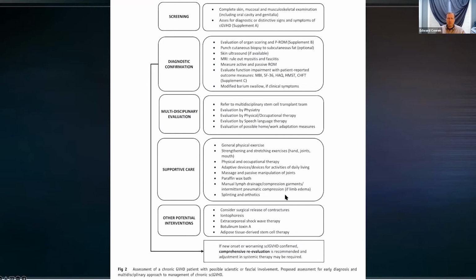And I want to just sort of focus here on the supportive care measures. These are some of the things that can be done in addition to the medications that you're going to be getting to try to treat this form of the disease. So, physical therapy measures, adaptive devices to help you reach things and put on your socks, massage, deep tissue massage, paraffin wax, compression garments, all of these things to try to maintain functionality and ultimately improve quality of life.